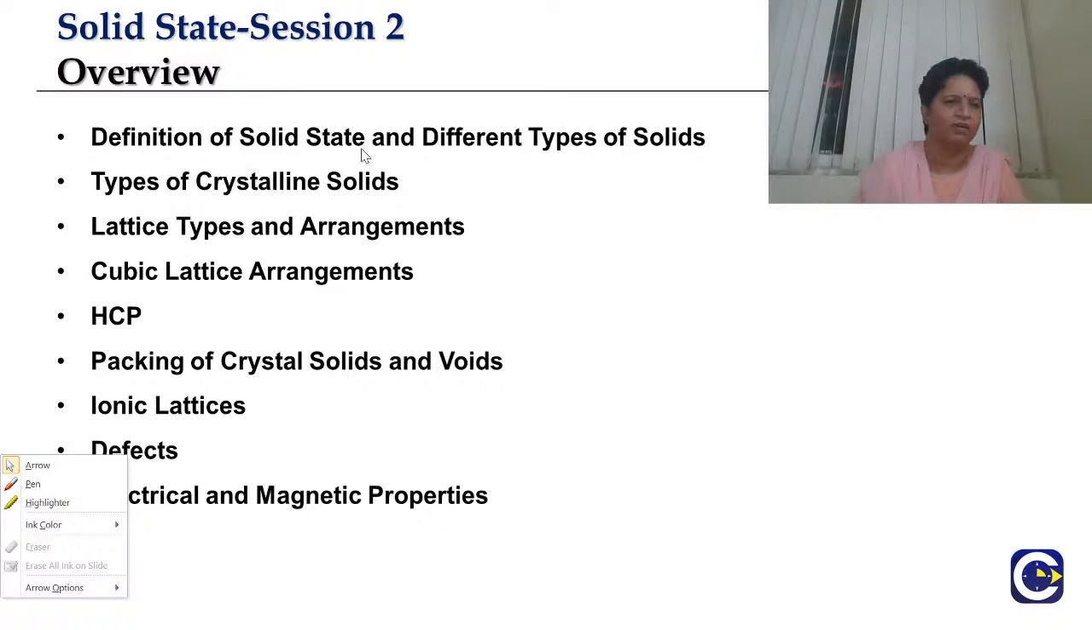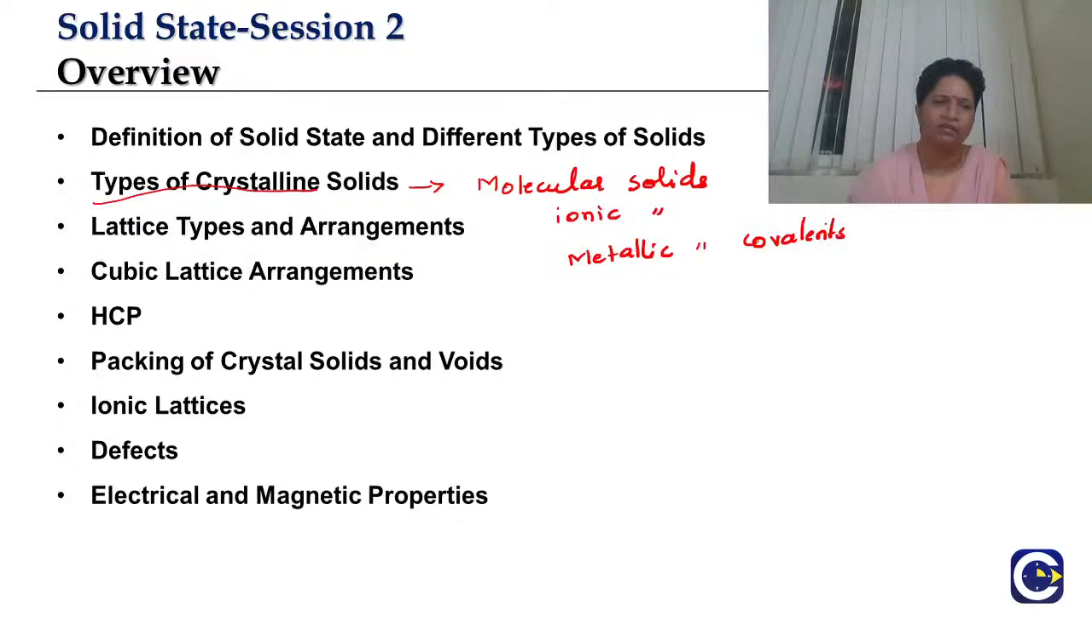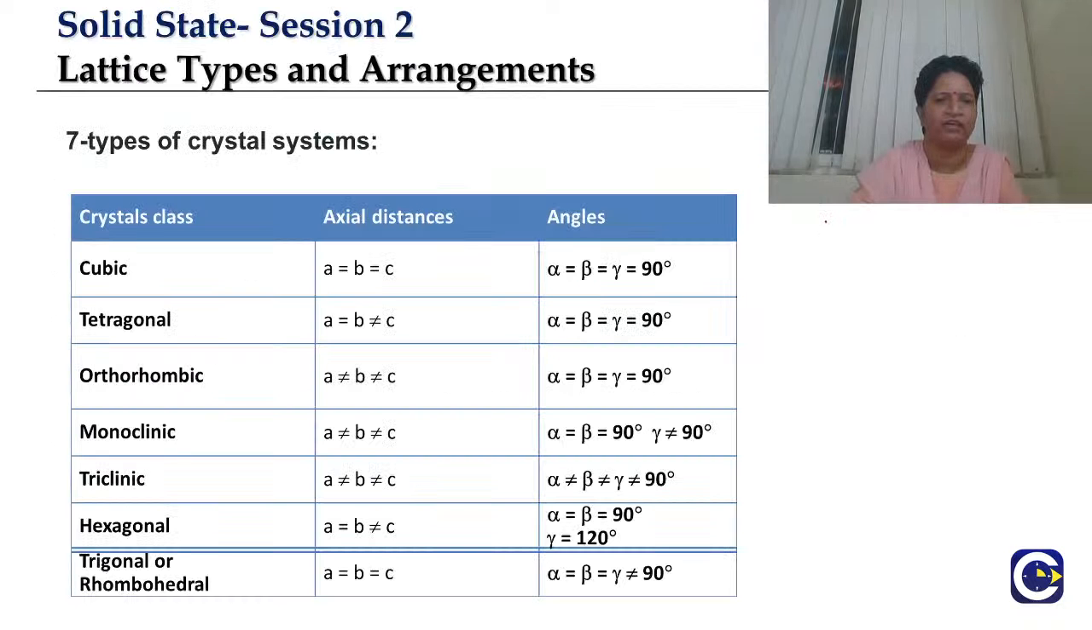First, we have seen what is the difference between a solid, liquid, and a gas. Then we went with types of crystalline solids. So in types of crystalline solids, what did we see? One is molecular solids. In molecular solids, we have seen 3 different types. Then we went with ionic solids, metallic solids, and covalent solids. Then we went with different types of crystalline systems.